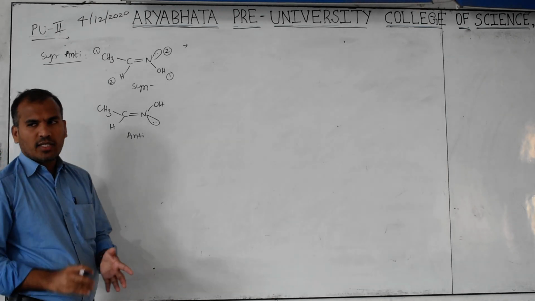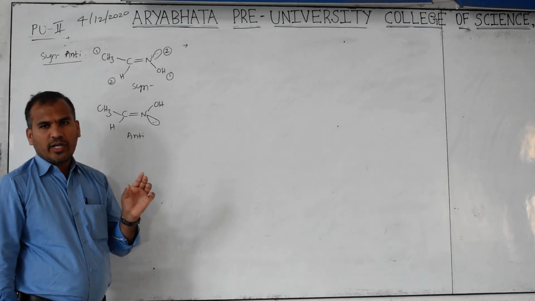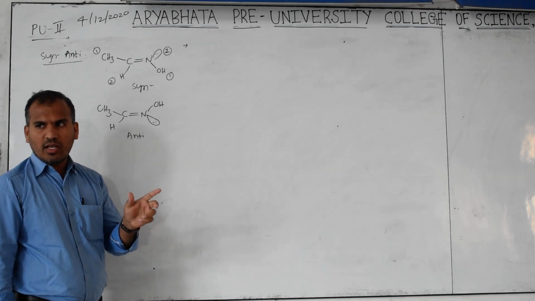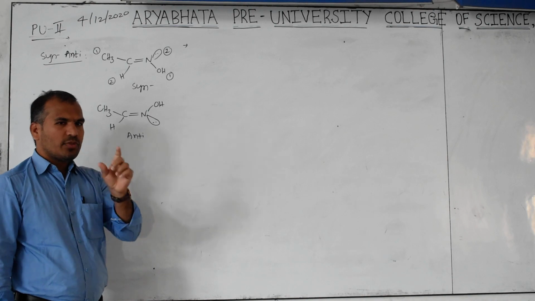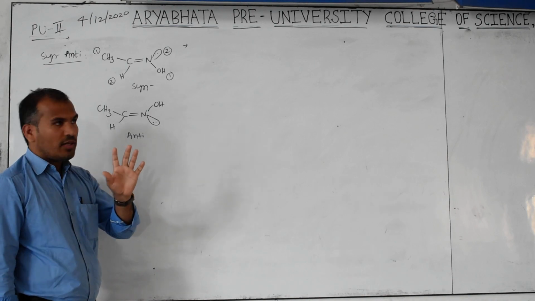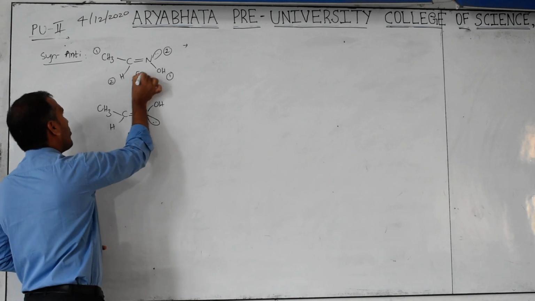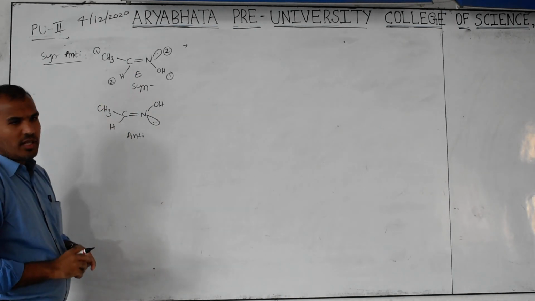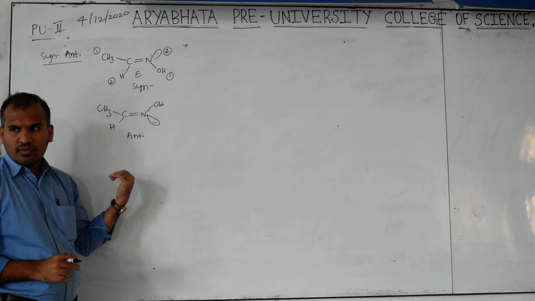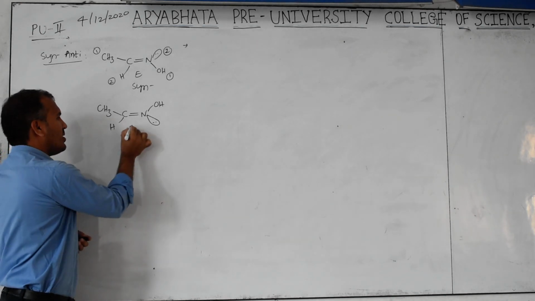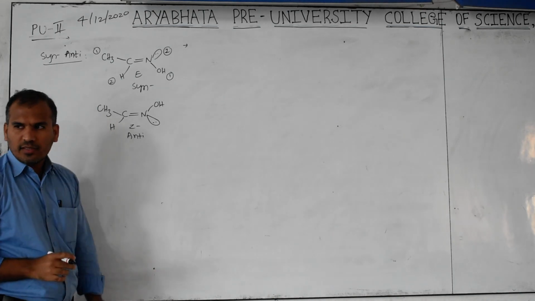Third, if the first priority groups are on the same side, it is Z. If the first priority groups are on opposite sides, it is E. So here the first priority groups are opposite, and this is the E form. In the other one, the first priority groups are on the same side, so without numbering you can write the answer: this is the Z form. Clear?